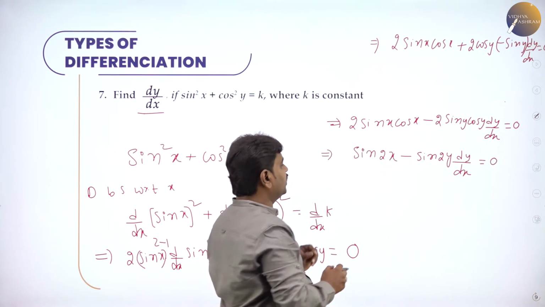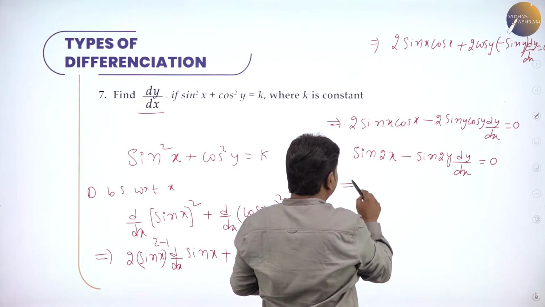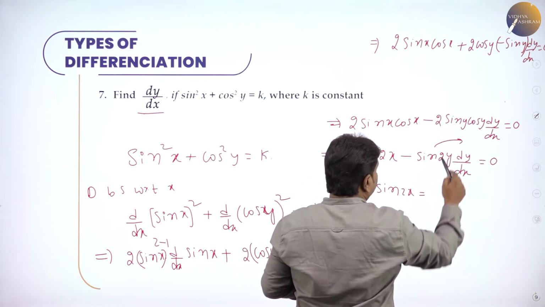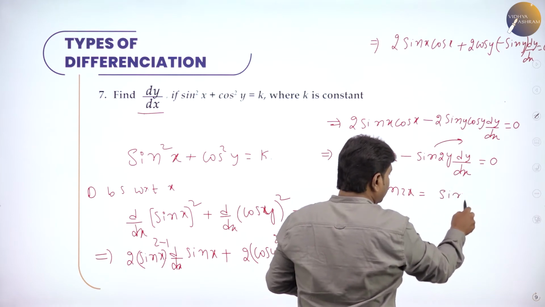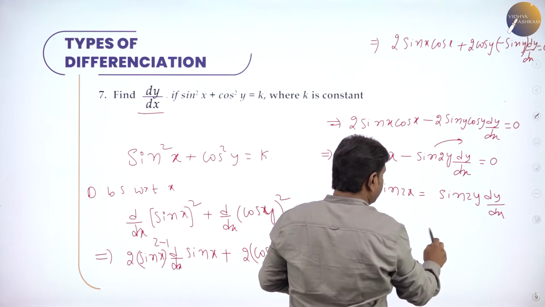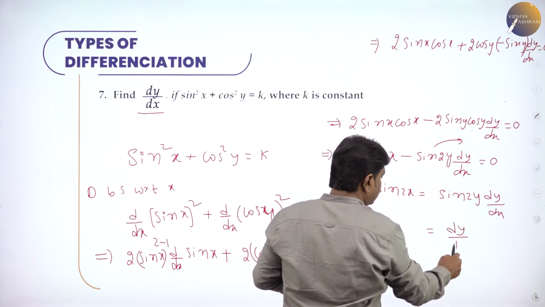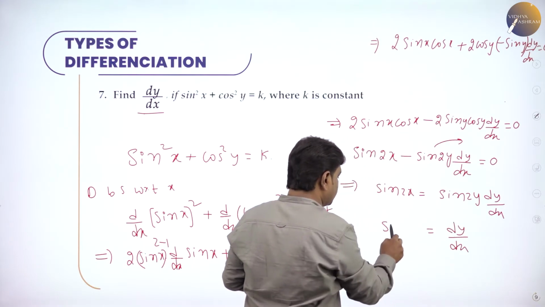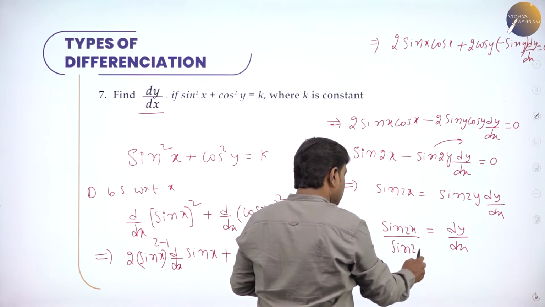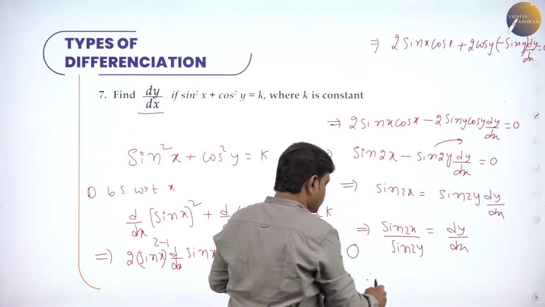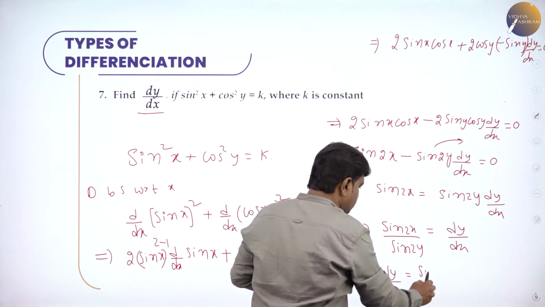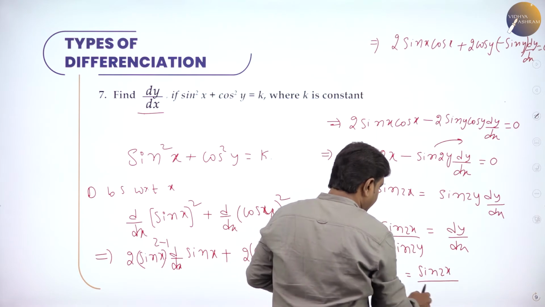Further, I need dy by dx, transfer to that side. So sin 2x is equal to, transfer this whole term to that side, so it becomes sin 2y into dy by dx, and we are interested in dy by dx, so let dy by dx be here. This into transfer this side, so it becomes sin 2x divided by sin 2y. So therefore, what is the answer? Dy by dx we got, that is sin 2x divided by sin 2y.